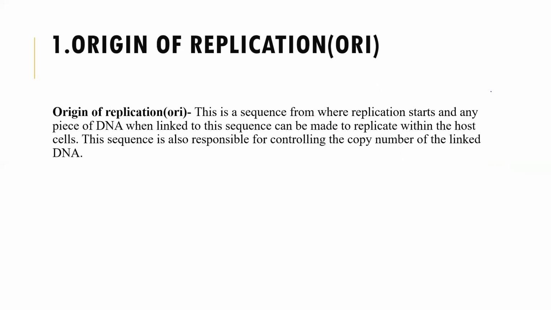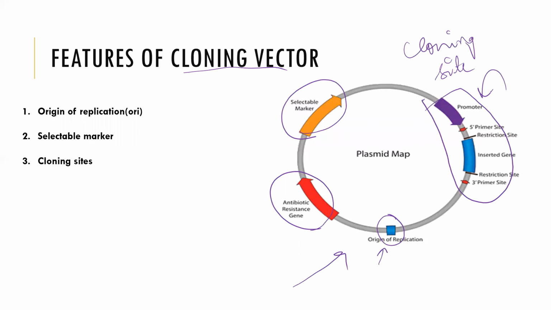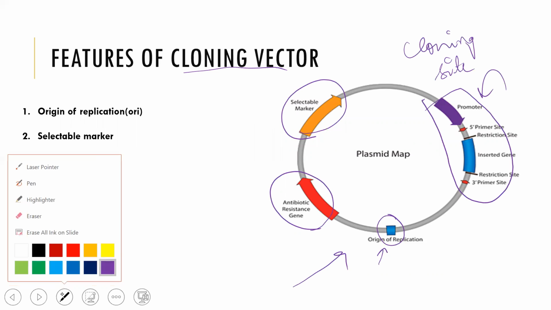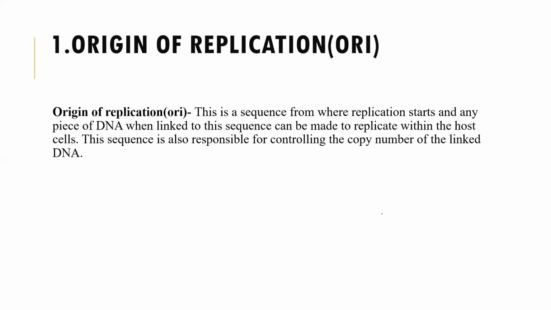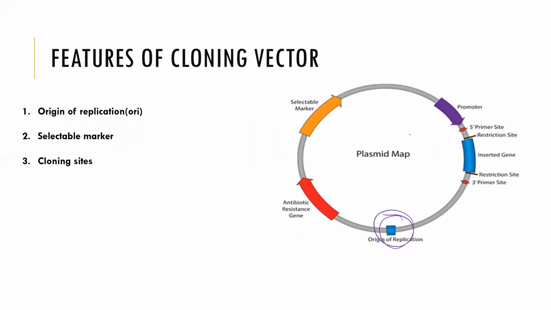Origin of replication. This part here is referred to as the origin of replication. It is a sequence from where the replication starts. Any piece of DNA when linked to the sequence can be made to replicate within the host cells. This sequence is also responsible for controlling the copy number, so it is important for controlling the copy number of the linked DNA.